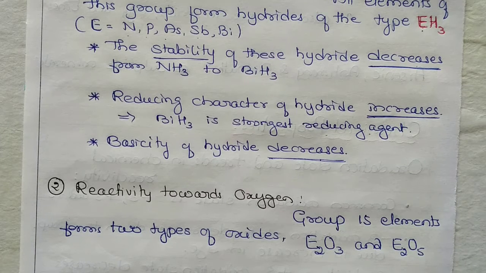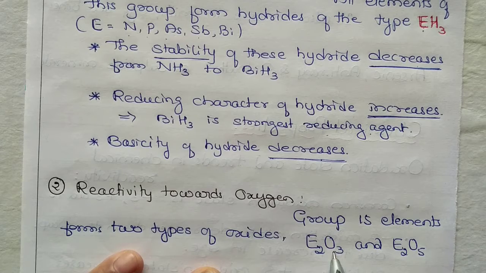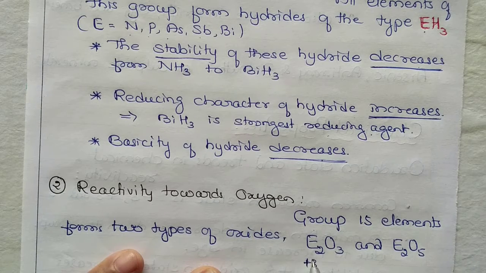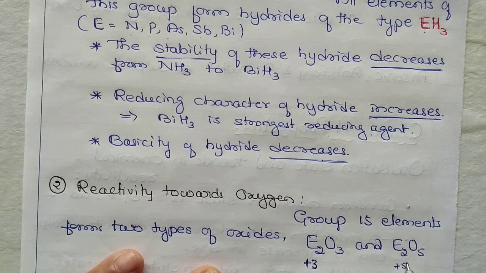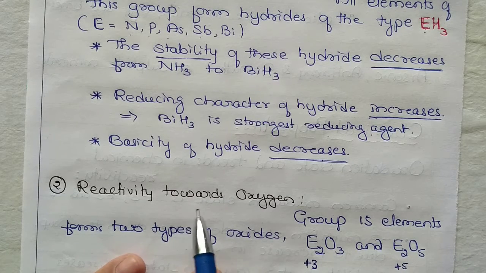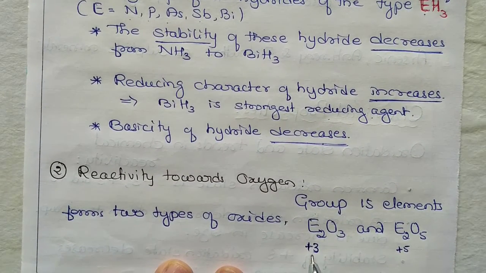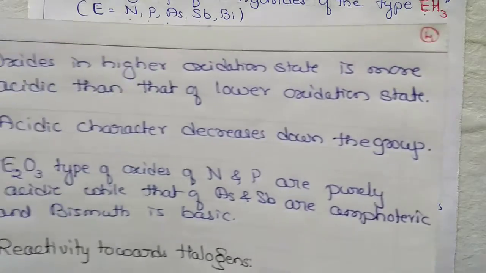Now if you observe, what is the oxidation state of E here? Oxygen is -2 into 3, which is -6, so E is +3 oxidation state. Similarly, this is +5 oxidation state. This means they react with oxygen with oxidation states of +3 and +5. Okay, so now what about the properties of these oxides?